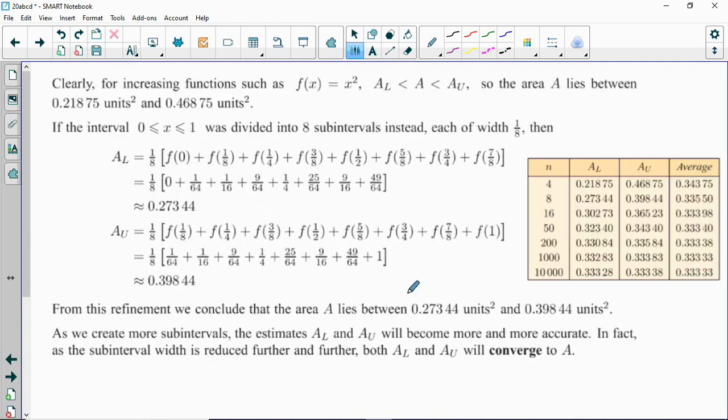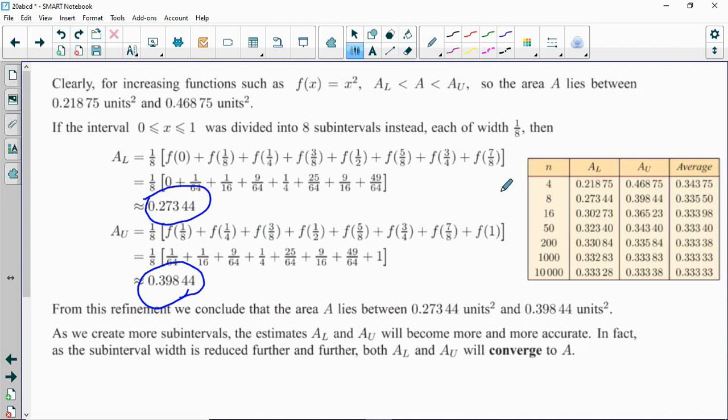So, here we can see that if we separated the area into 8 subintervals, we get a higher lower bound and a lower upper bound. So now we know that the area must be somewhere between 0.27 and 0.4 or so.